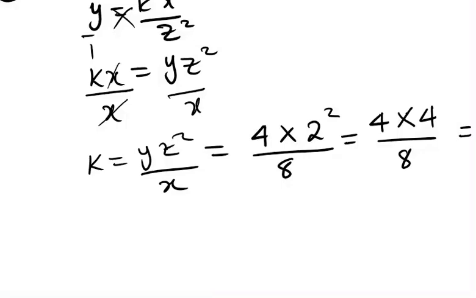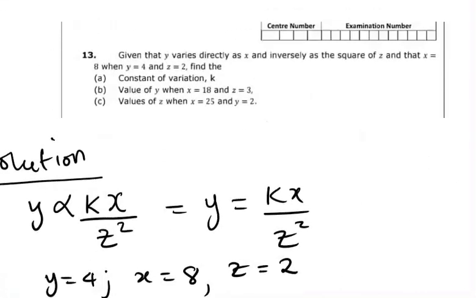16. What's 8 divided by 16? So 8 plus 8 is 16, so this is 2. So we know k is equal to what? 2. Okay, so we've answered part A. Part B.